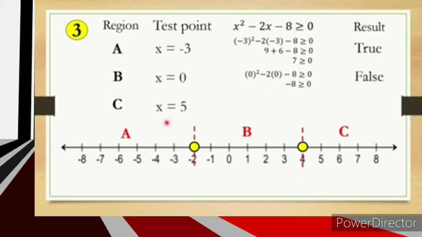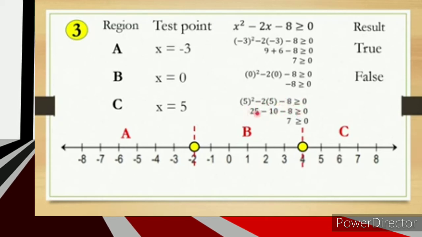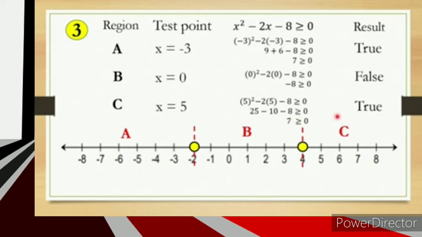Let's try x equals 5 on the part of region C and substitute 5 to the original inequality. So 5 squared minus 2 times 5 minus 8 is greater than or equal to 0. Again, simplify. So 25 minus 10 minus 8 is greater than or equal to 0. So 7 is greater than or equal to 0, which is true. If you notice, there are 2 regions that show a correct solution to the inequality. It means that our solution sets are found on regions A and C.